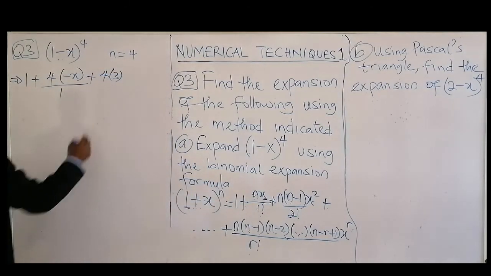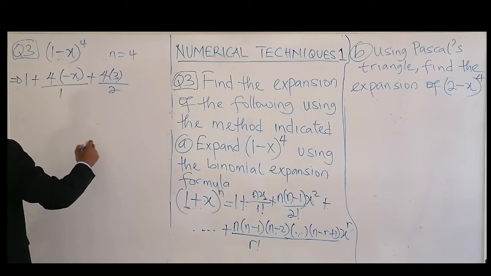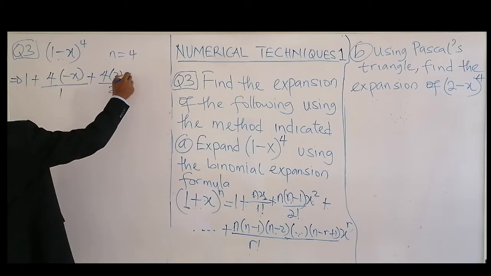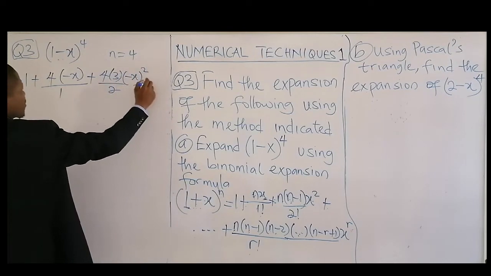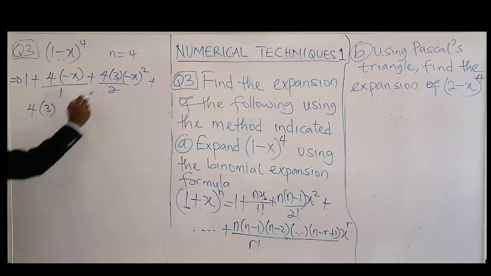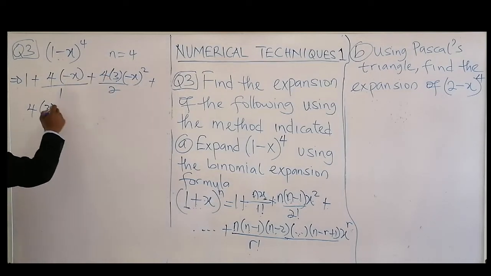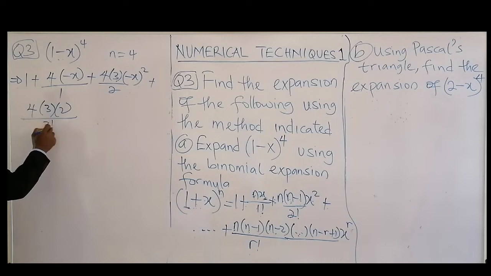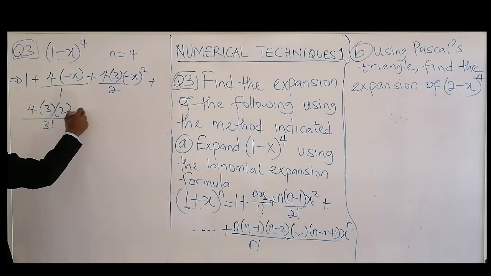But 2 factorial is 2. And that'll be minus x squared. Then plus the next one, that'll be 4. 4 into bracket, 4 minus 1, that's 3. So this is where we stop here. Then the next one, minus 1 again, that's 2, all over 3 factorial, which is 6. And then minus x to the power 3.